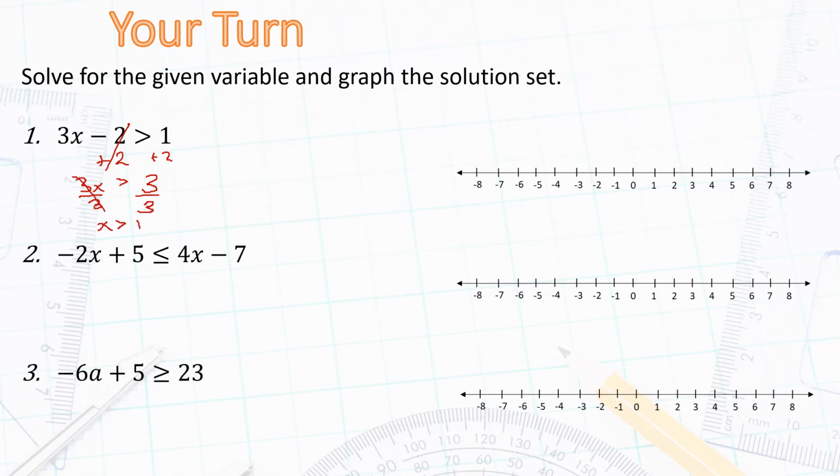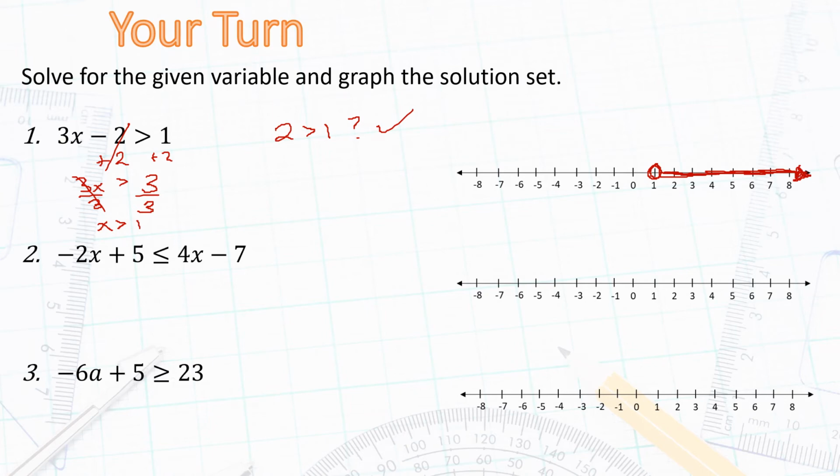So I go over to my number line, I put a 1. Now this should be an open circle because it's greater than, not greater than or equal to. It's an open circle. And then x is greater than 1. I'm going to pick a random number. So 2 greater than 1. Is that true? Yes, it is. So 2 is part of that solution set. So I'm going to shade to the right. And then draw my arrow in.